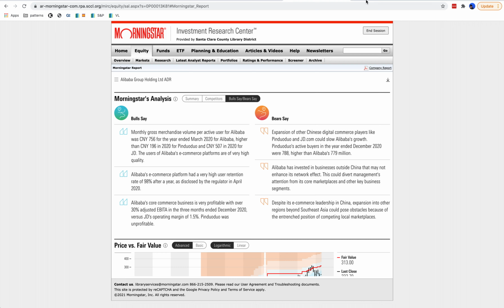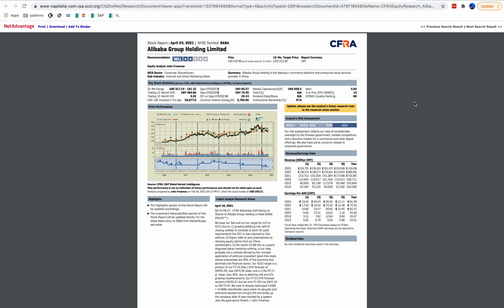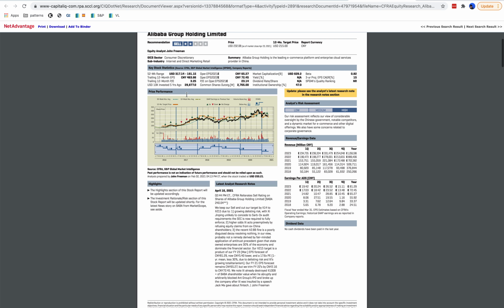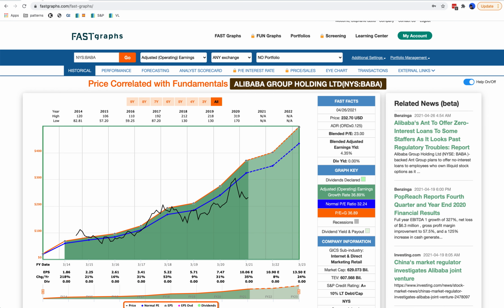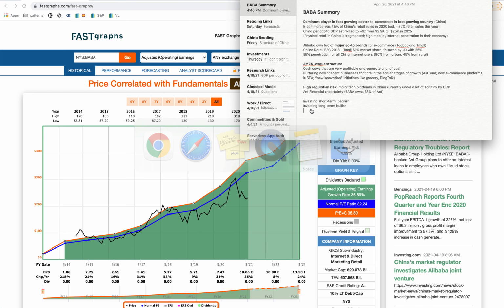So I was looking through Morningstar, and then I also found this other report off of S&P Net Advantage that in some ways doesn't have a lot of super original stuff. I did think their analyst research comments were good. So basically the read on Alibaba right now is, actually, let me just pull up my high level notes that I prepared.